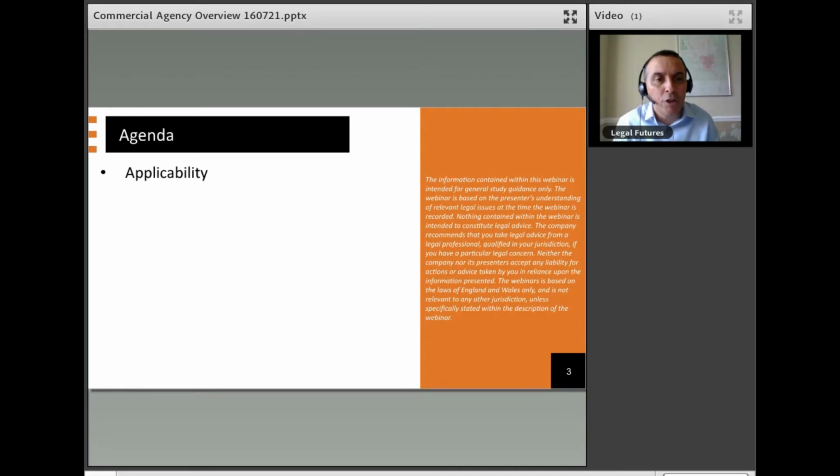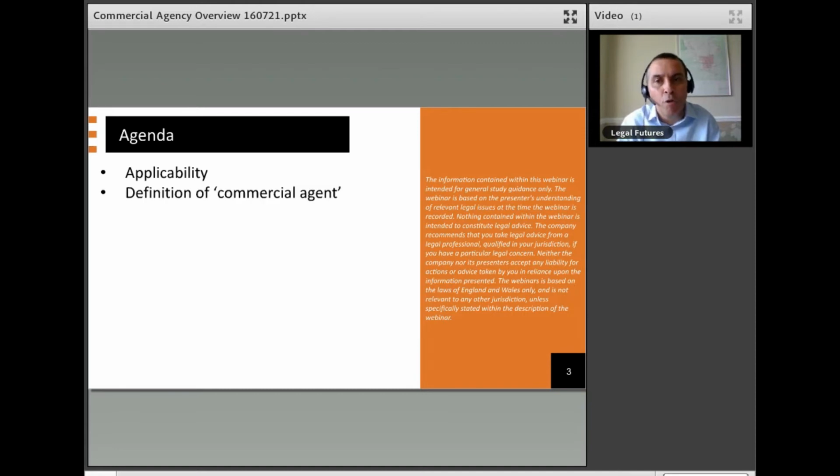So the first thing we'll look at is the issue of applicability. We will see that we have issues in terms of the common law, but that's not our main focus today. Instead, we're going to look at the particular rights and duties and obligations set out in something called the Commercial Agents Council Directive Regulations 1993, and we will go through that in detail. That will be our main focus today.